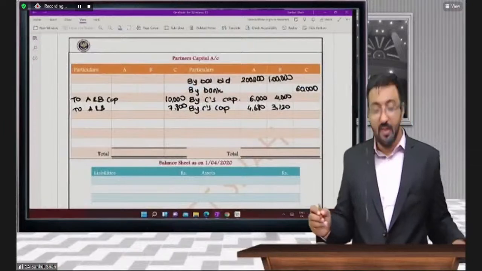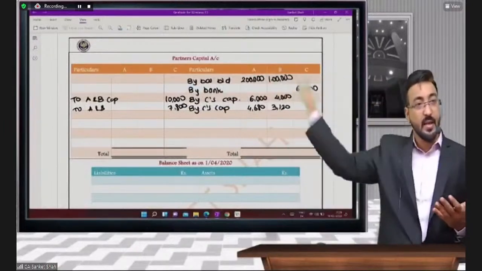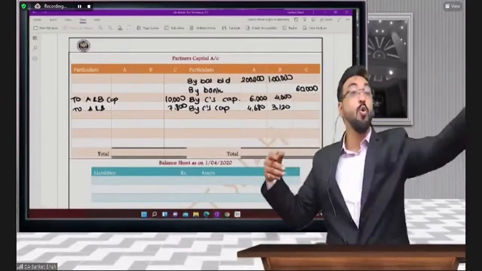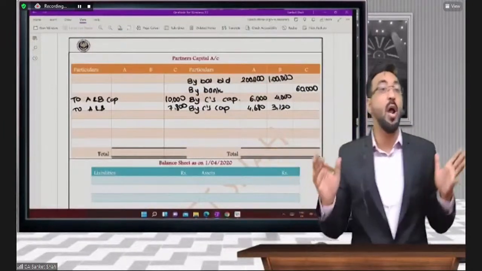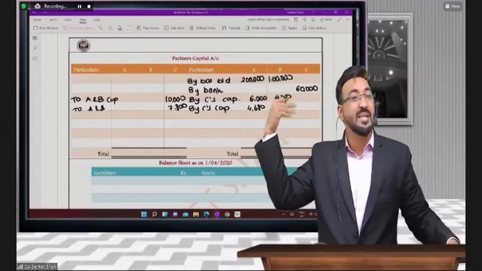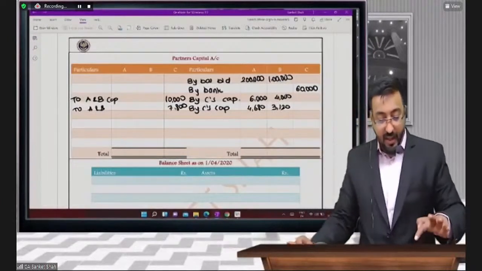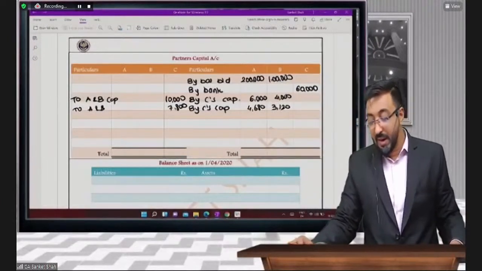Sir, what is the meaning, sir? This is a double entry. C will bring; C is a debtor and we will pay it to A and B. They are creditors. So always understand, whenever you are passing this entry, money is going to come from C. How much money will come? 7,800. And how much will be taken away by C's capital.